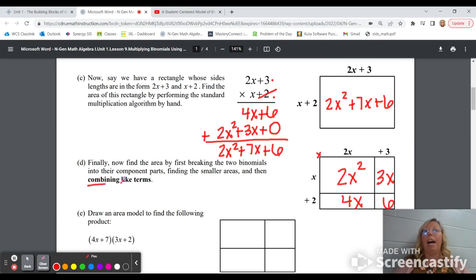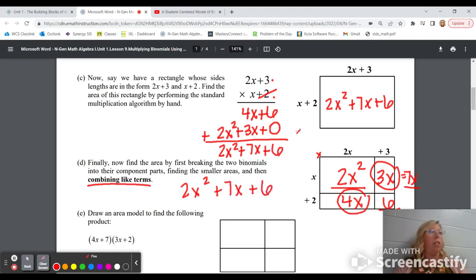And it says combine like terms once you're done multiplying. What are the like terms in this box? The x's, the 3x and 4x. What do 3x and 4x equal? We're just combining them, not multiplying them. 3 and 4 make 7x. So once you combine your like terms, you're going to pull each term out. So we've got 2x squared plus 7x plus 6, just like we saw on part C. So that is multiplying binomials.